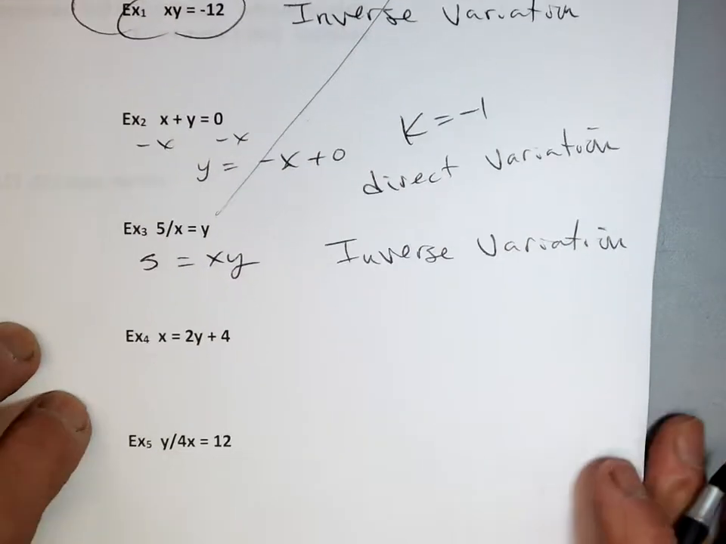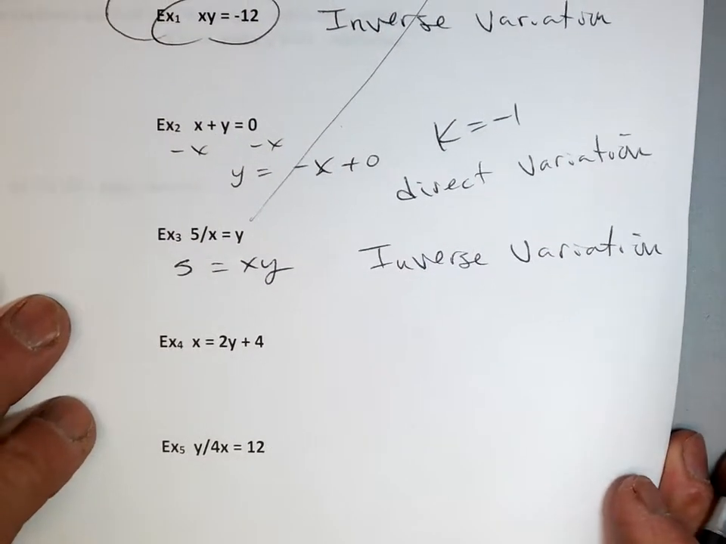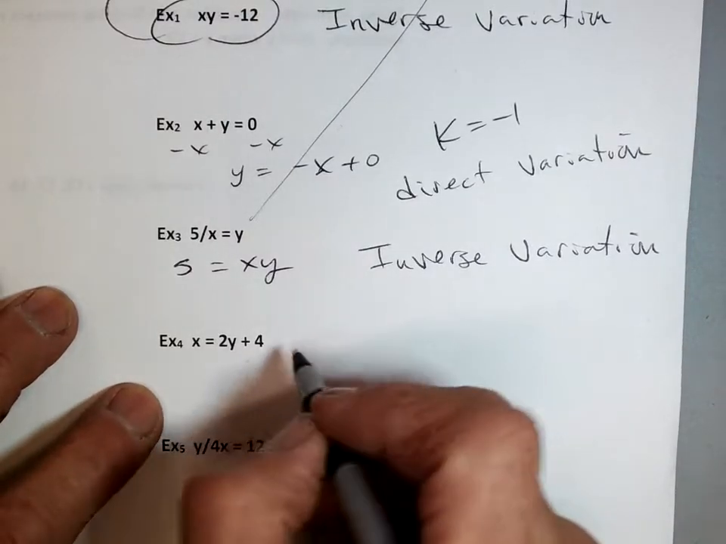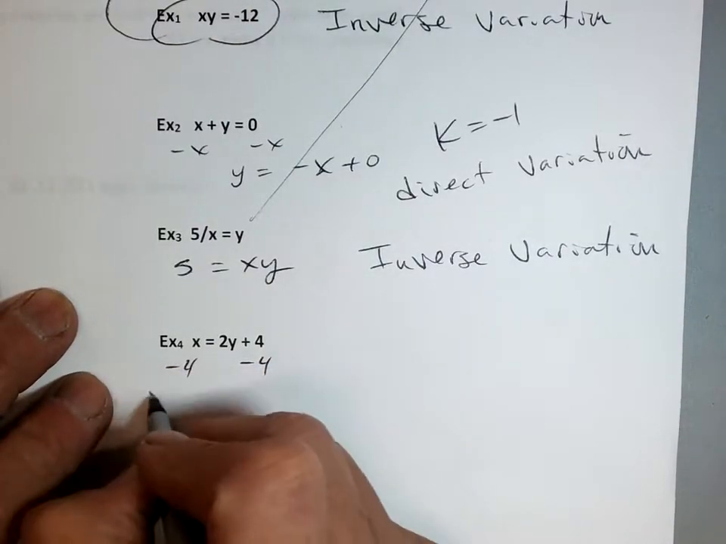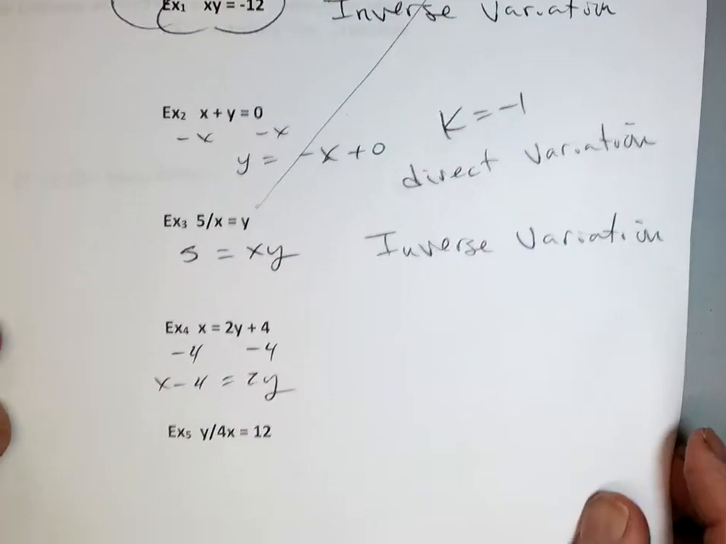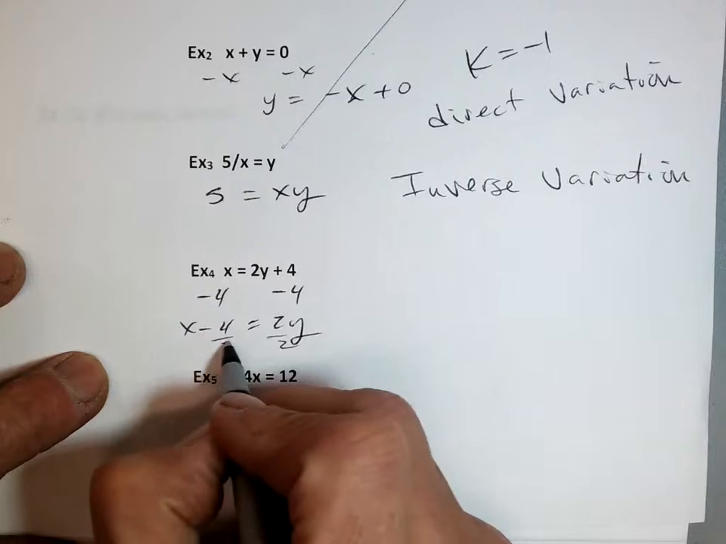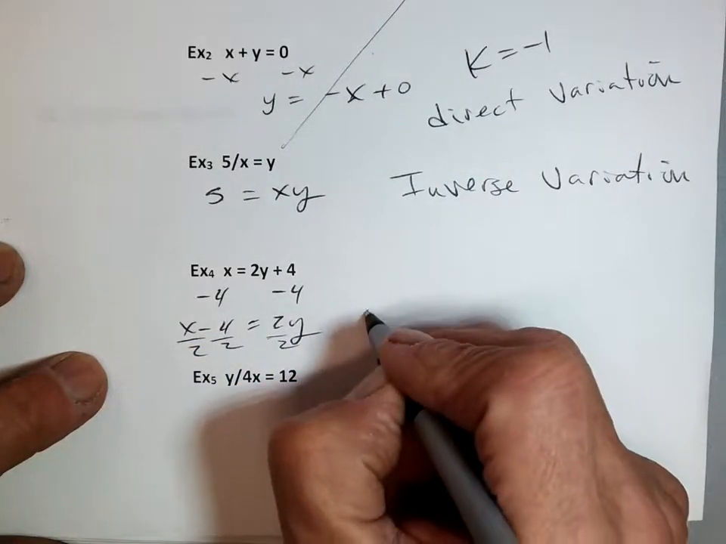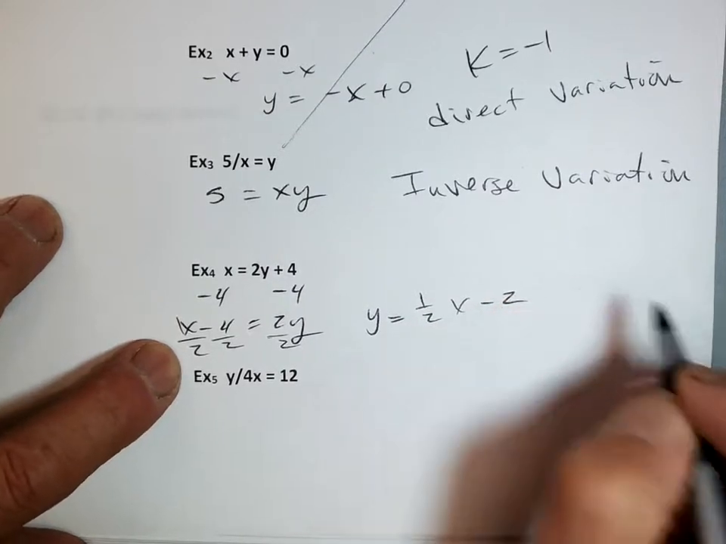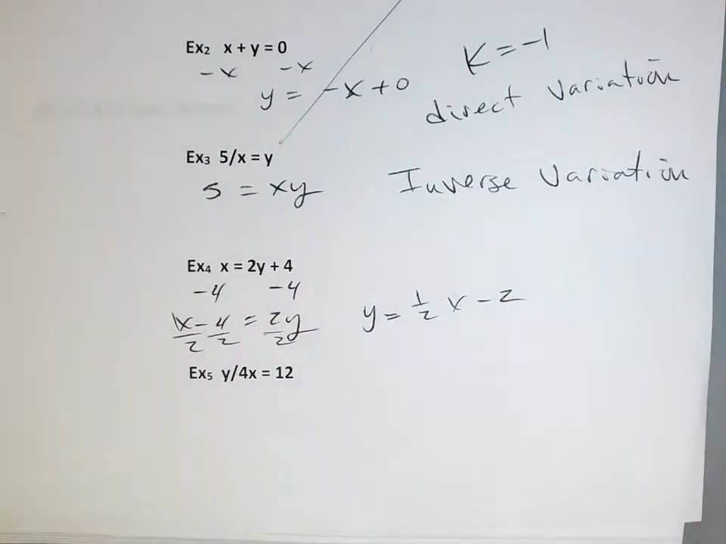And then example 4. Let's solve for y, okay? Let's solve for y. Minus 4. I get x minus 4 equals 2y. Divide by 2. So I'll have y equals, let's see, that's like 1/2 x minus 2. All right, if I solve for y, it helps, okay?